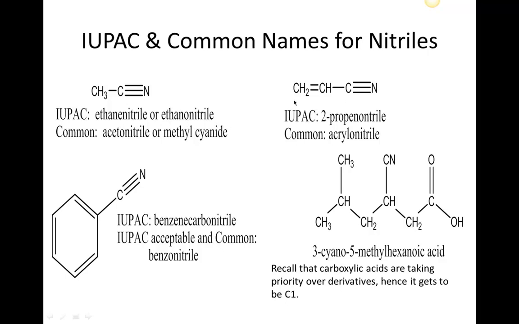This molecule is derived from acrylic acid, which was one of the acid names that you learned earlier in this chapter. And so the common name for that is acrylonitrile. And of course in IUPAC it's 2-propanonitrile.